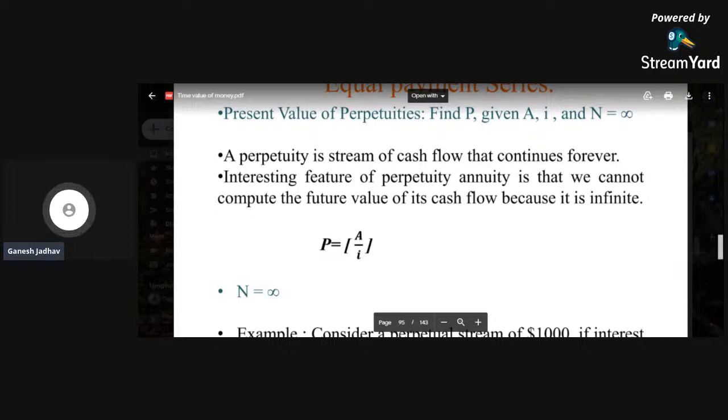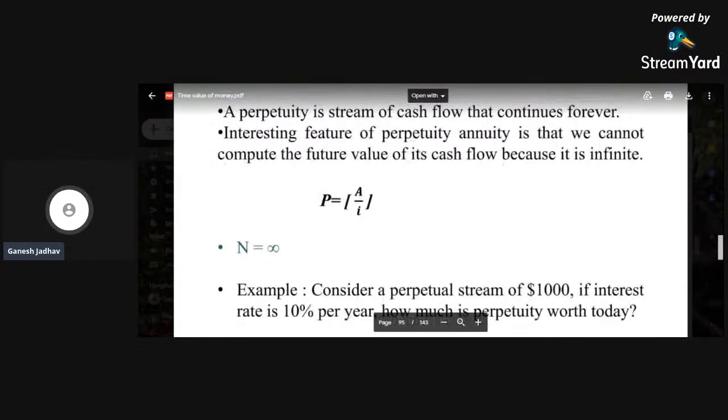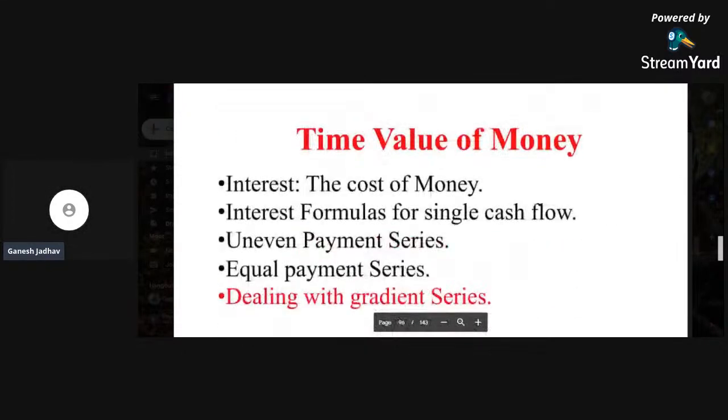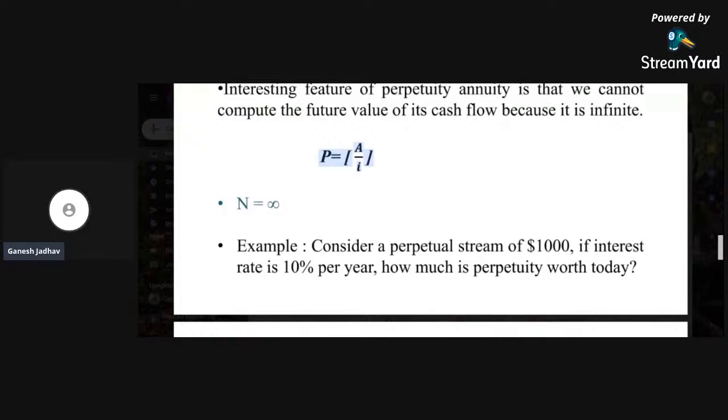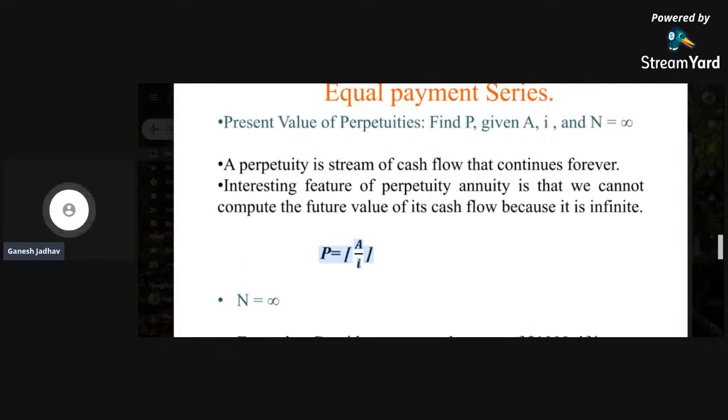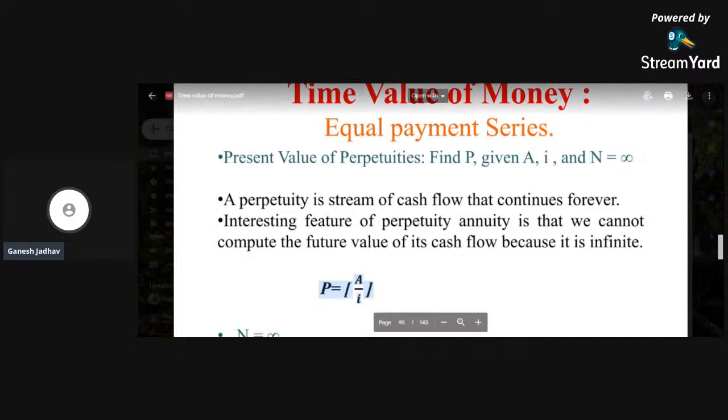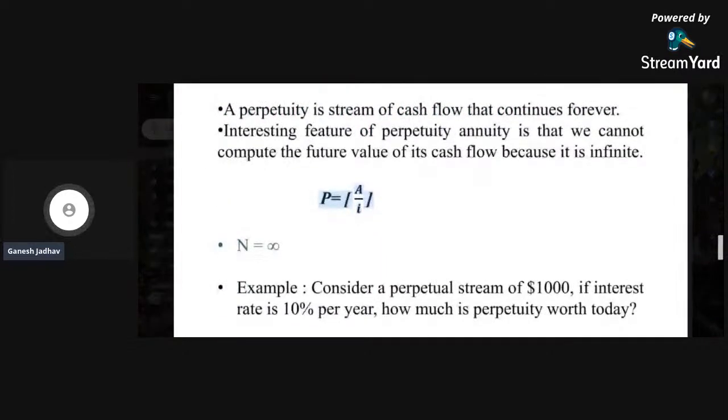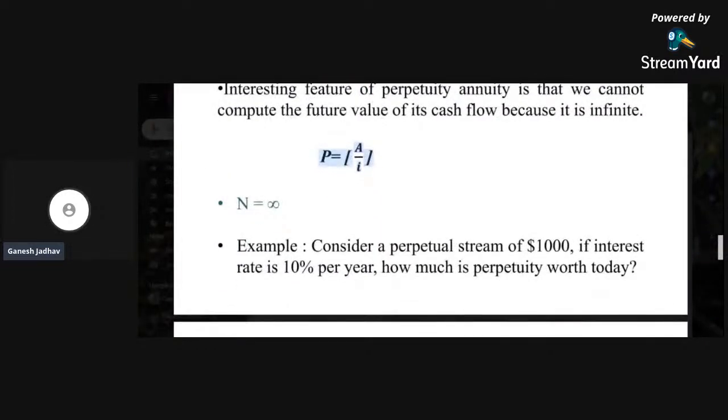N is equal to what? N is equal to infinity. So this is the formula: P is equal to A divided by I. Whenever you have to read it, you can get the actual formula for this present value of perpetuity, where the value of n is equal to infinity.